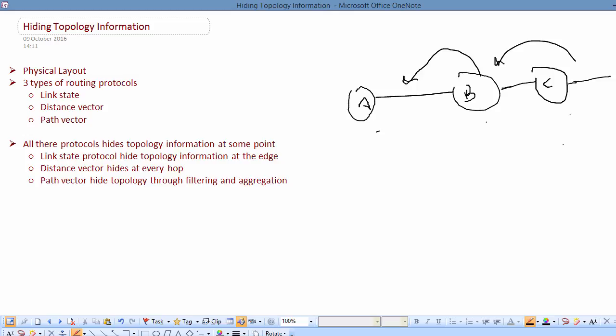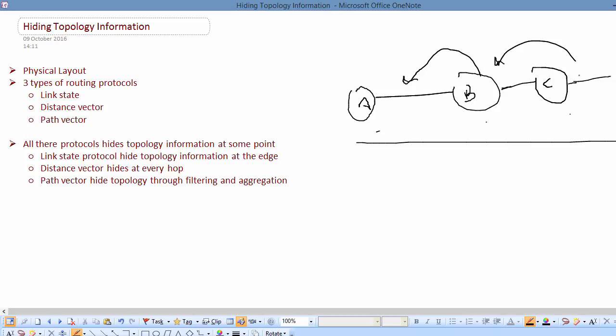Similarly, in a distance vector protocol, C will send the connected information to B with a cost attached to it. B will calculate its cost to the attached network which C has, and B will then send to A not the topology but a properly calculated metric to A regarding the C attached network.